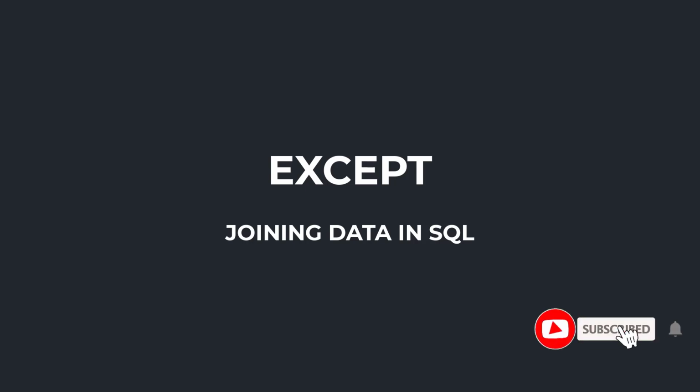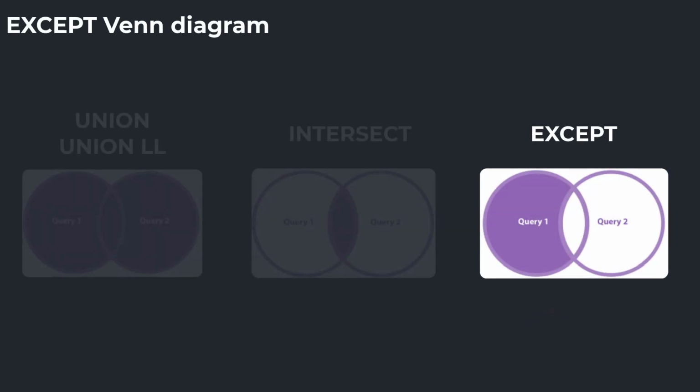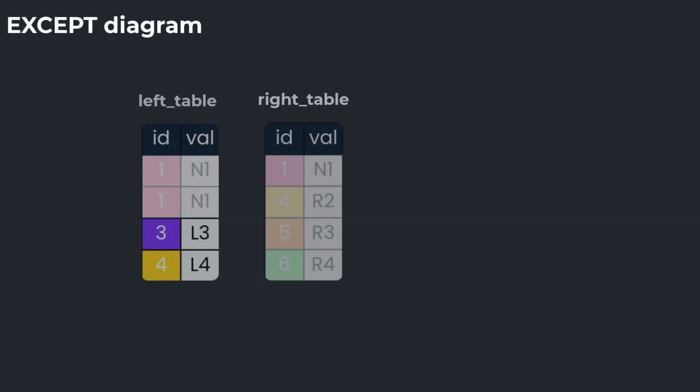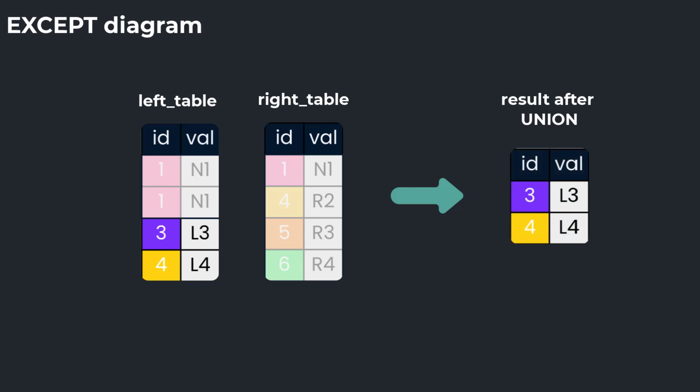We are now at the last of our set operations in this course. Except allows us to identify the records that are present in one table, but not the other. More specifically, it retains only records from the left table that are not present in the right table. The diagram shown illustrates the workings of the except operation.